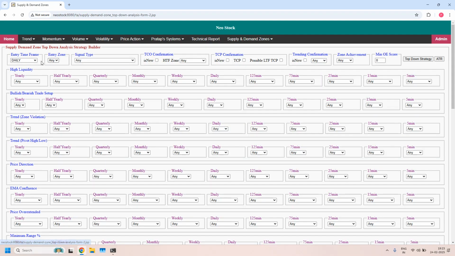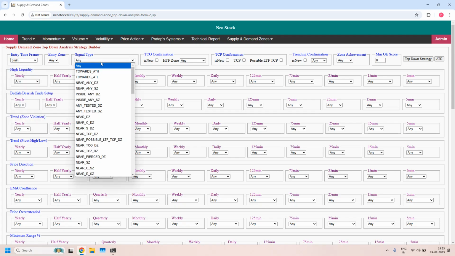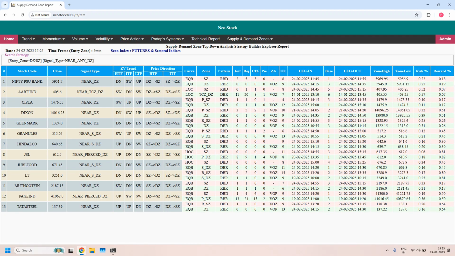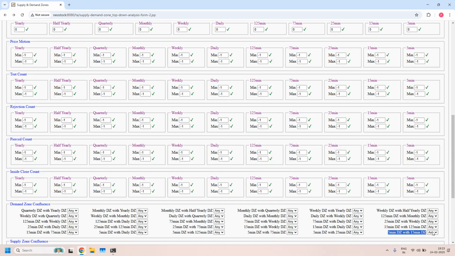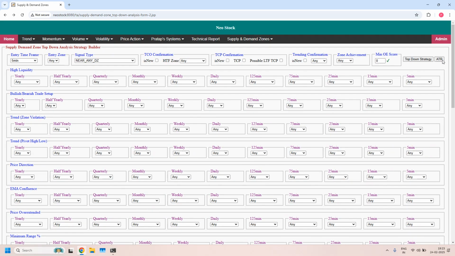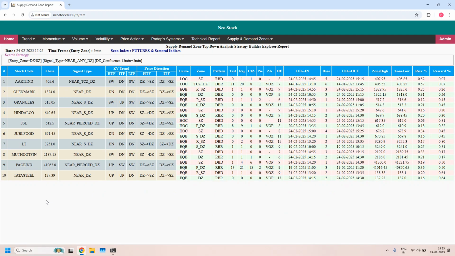Okay, next time frame is 5 minutes. Stocks near 5 minutes demand zone, we got 13 stocks. Out of these 13, how many are having ITF demand zone confluence? So let's verify. That is 5 minutes demand zone with 15 minutes demand zone confluence. I am enabling the filter. With this filter, out of 13, we got 10 stocks. In these 10 stocks, a few are pierced zones. You can ignore them.